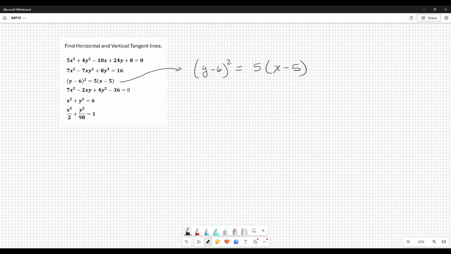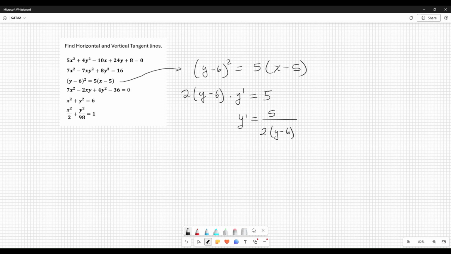Now, please see differentiation one more time. This is 2 y minus 6 to the power 1 multiplied by the derivative inside, y prime equals. Well, in this case, if you want, the derivative of x is 1. This is just 1. The y prime is equal to 1 over 2 y minus 6. Okay, cool. So it's impossible for y prime to be 0 because the numerator is 1.